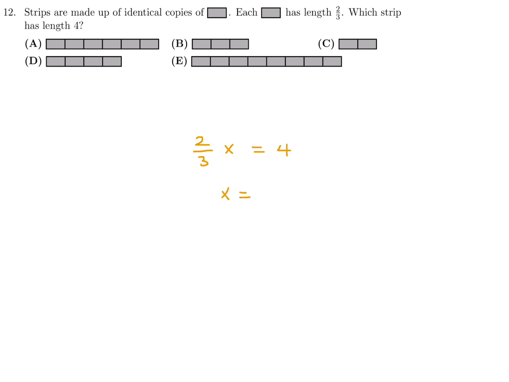So that means x is equal to 4 times 3 divided by 2. So that's going to be 12 divided by 2, which is 6. So 6 of these boxes, since each has a length of 2/3, will equal 4. So which one has 6 boxes? It's choice A for number 12.